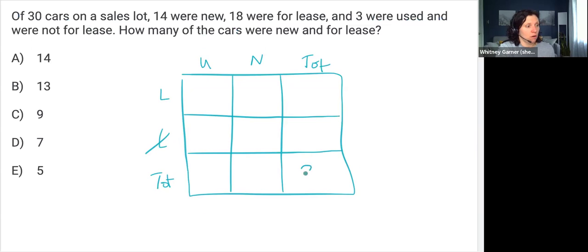I know that there are 30 cars on the lot. 14 were new, which would mean that 16 were used. 18 were for lease, which means that 12 were not. And 3 were used and not for lease, which means 13 were both used and for lease. 5 were new and for lease. And since that's the one I want, I can stop there. And that gives me my correct answer.